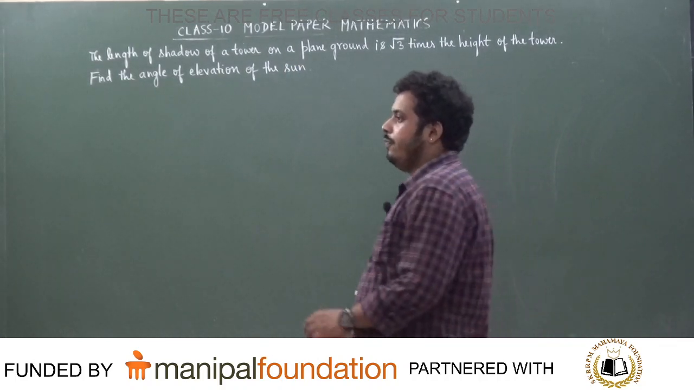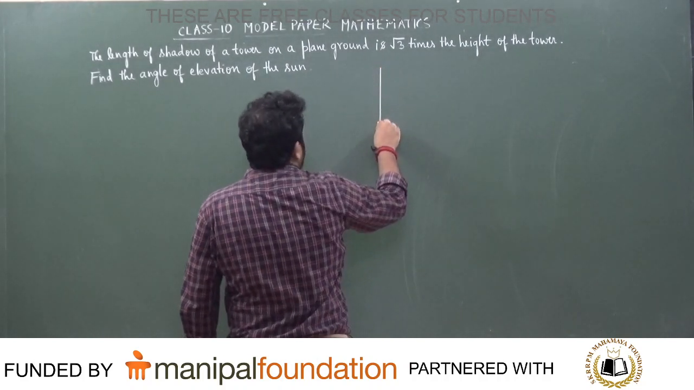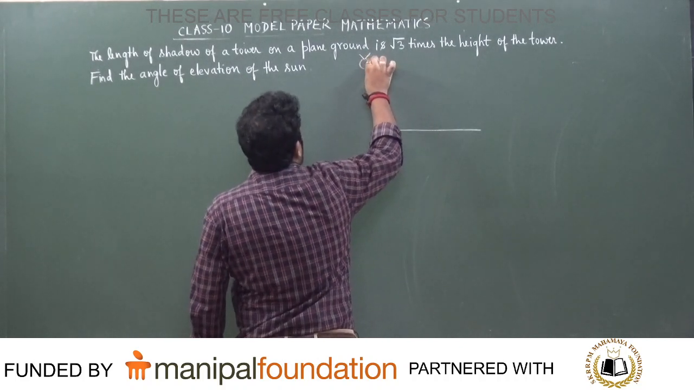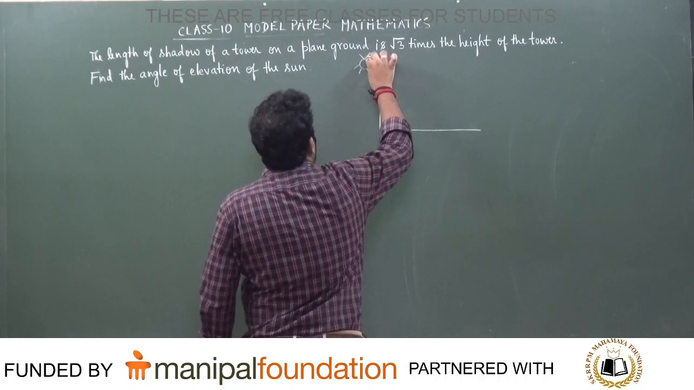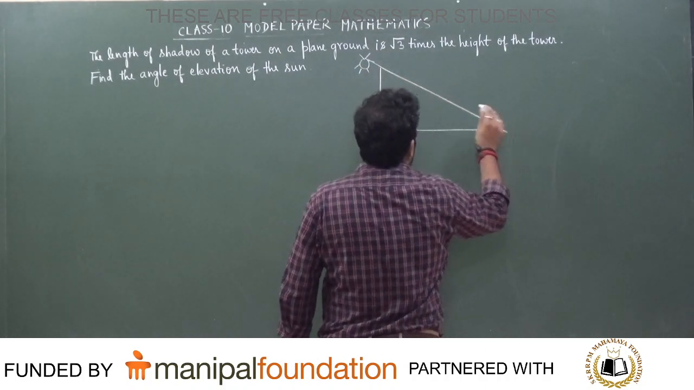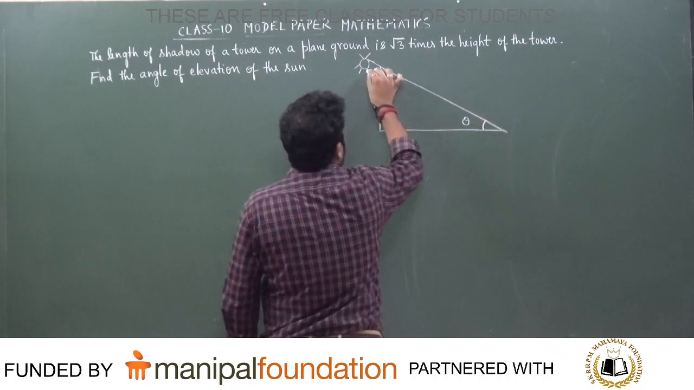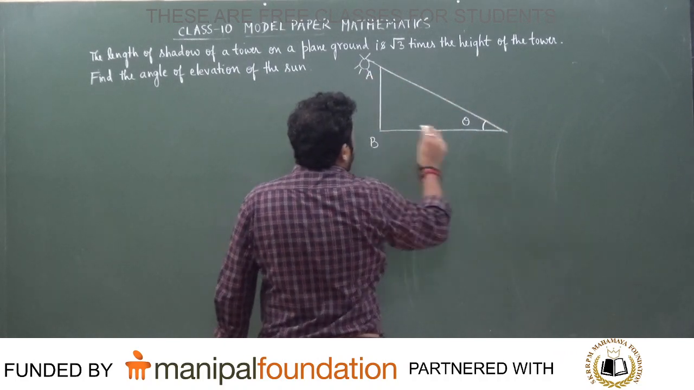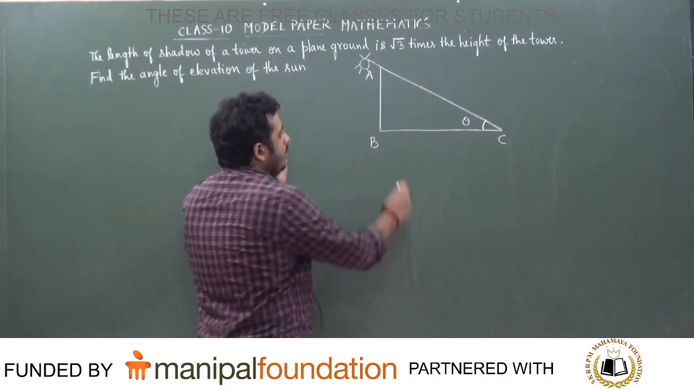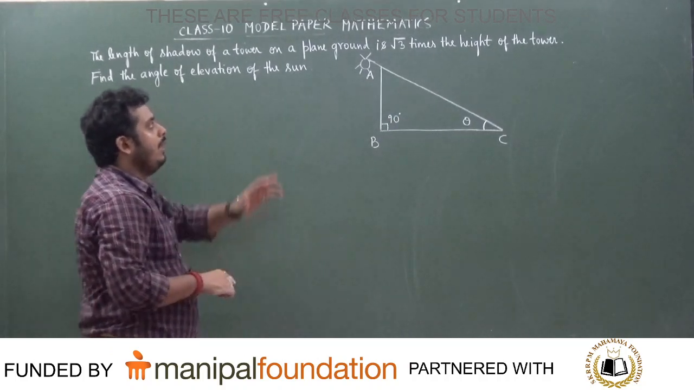Now what is the meaning of this, students? Consider the sun is somewhere here, and a ray of light from the sun is coming like this, because of which the shadow formation is happening, correct or not? The question is asking you to calculate the angle of elevation of the sun. You know that the tower and the ground will always make an angle of 90 degrees. This sketch is not given, you have to draw it.